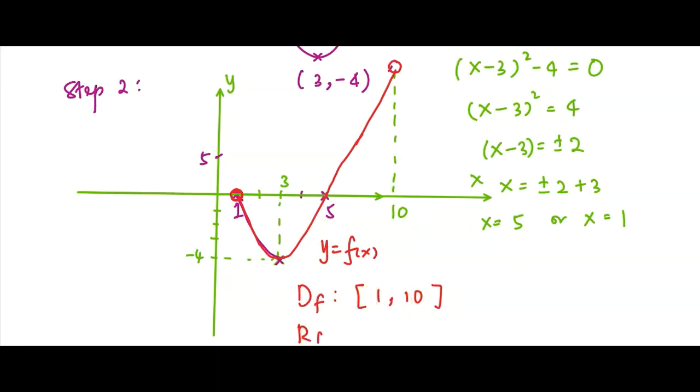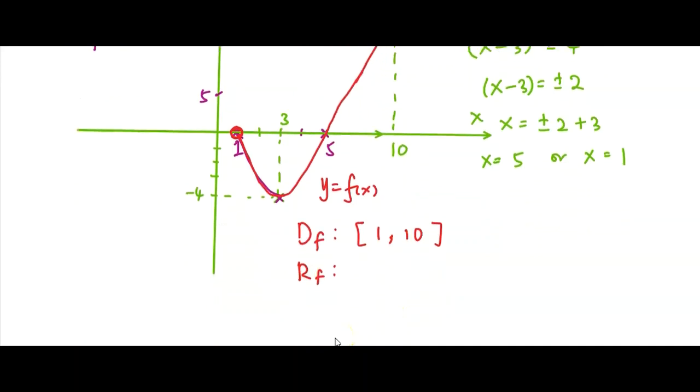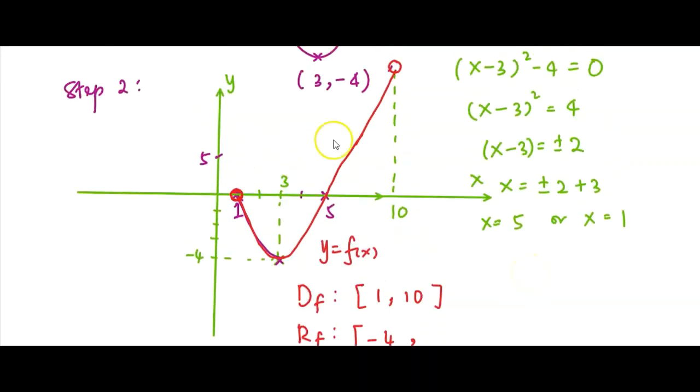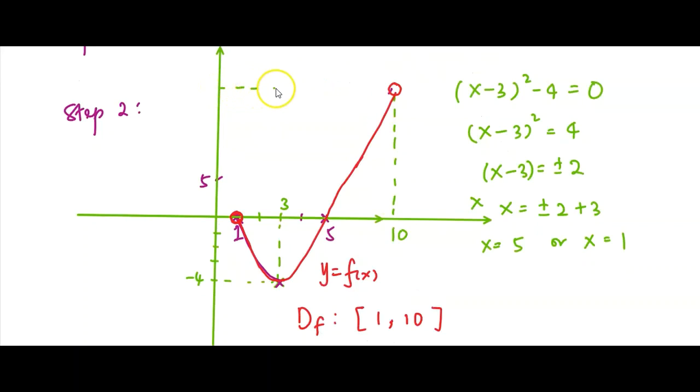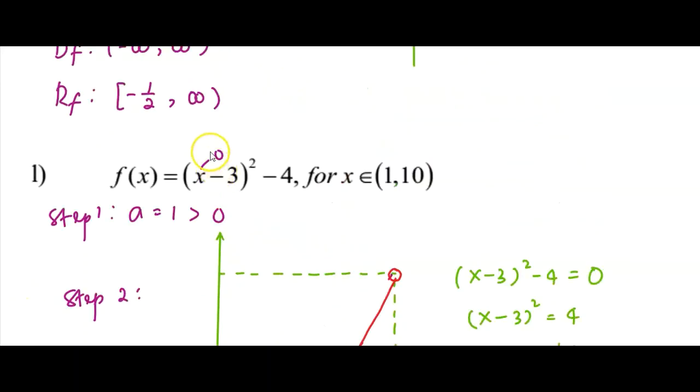And for the range, you are finding the lowest point of the graph. This is the lowest point of the graph, and it has the y value of -4. So your range will start from -4 and go up to the highest point of the graph. The highest point of the graph is this one. And the corresponding y value, you need to find the value of y when x equals 10. Substitute 10 into x. You get 7, 7 squared, 49. 49 minus 4, that will be 45. So this is the value of 45.